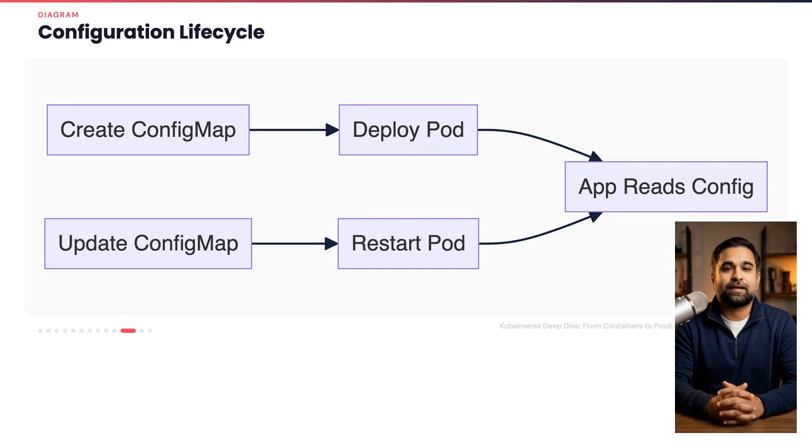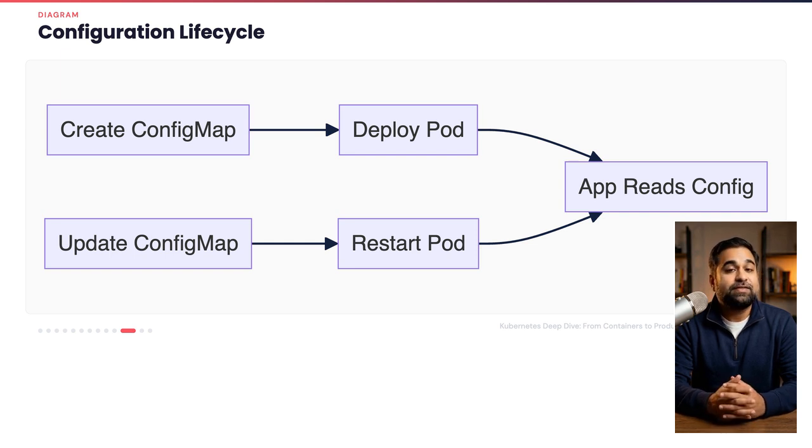What a journey! Let's recap the three key things you learned today. First, you learned why hard coding configuration is problematic and how config maps solve it. By externalizing your configuration, you can deploy the same container image to any environment. Development, staging, production, all using the same image but reading different config maps.